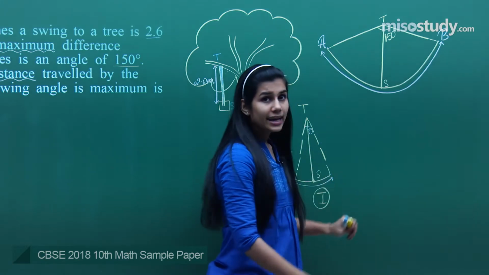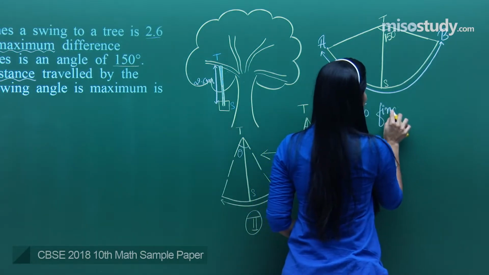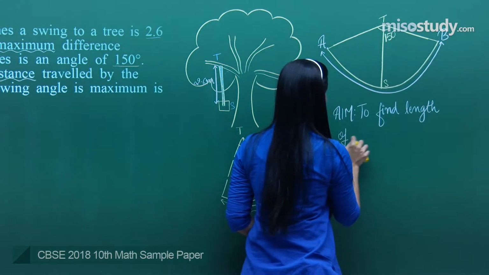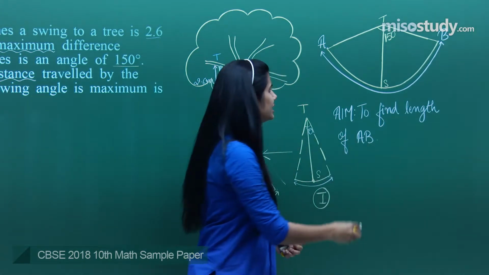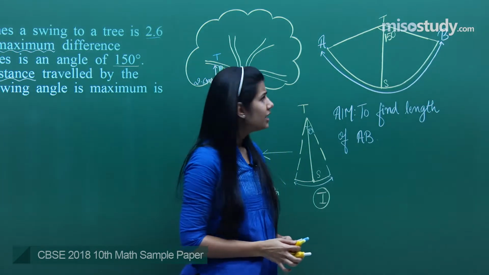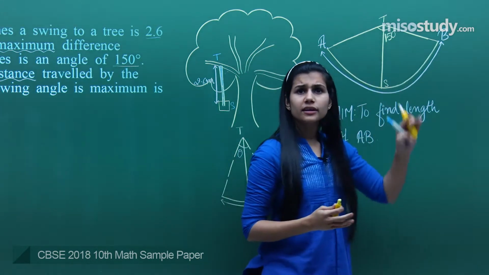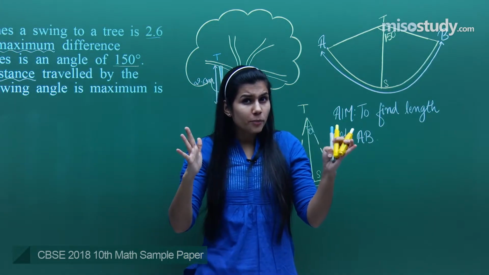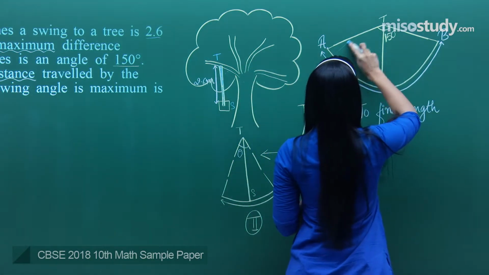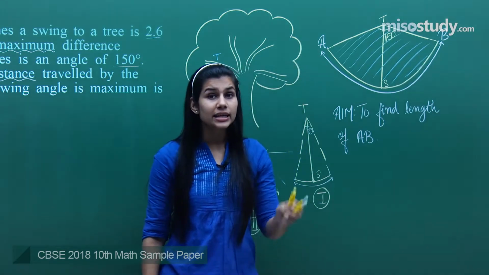Okay? So the aim is to find the length of AB. This AB has a certain length. I have to find that length. Now, how to find the length of AB? Basically, what is this figure resembling? Over here you have to whack your brain a little bit and recall the figure of a sector. Can I say that this entire region is resembling a sector?